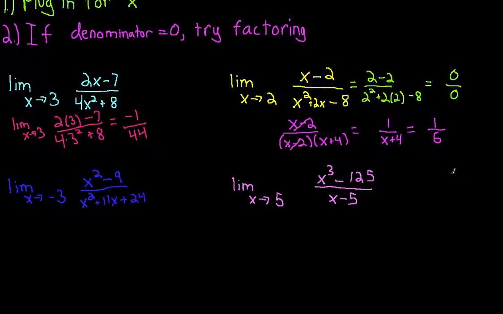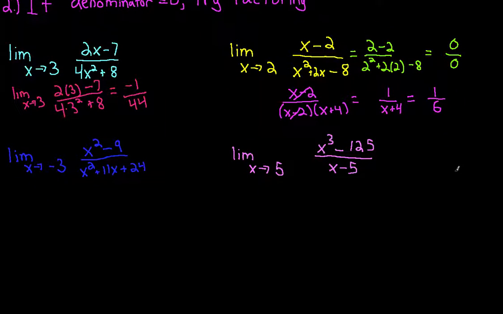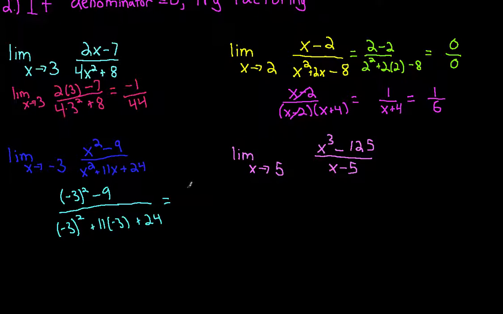Moving forward to the next problem down here, we're trying to find the limit as x approaches negative 3. So I'm going to go ahead and plug in negative 3 into this equation, and I'm going to find that I have negative 3 squared minus 9 over negative 3 squared plus 11 times negative 3 plus 24. Without boring you with all the arithmetic, we can see that again this is going to equal 0 divided by 0.